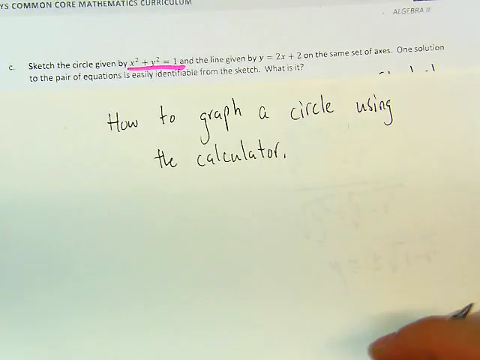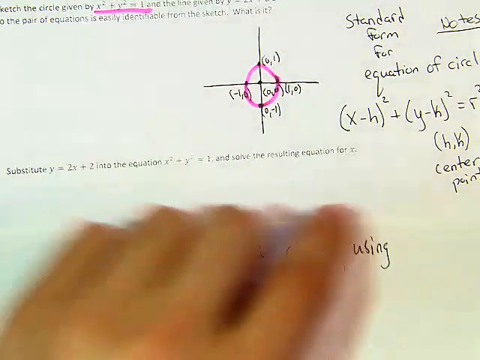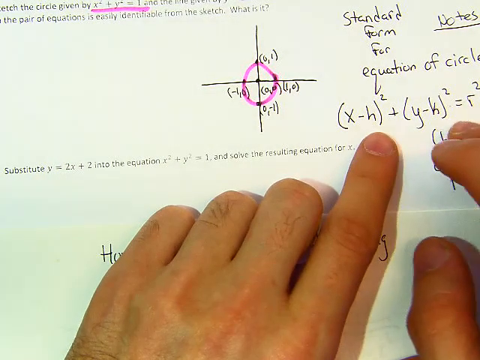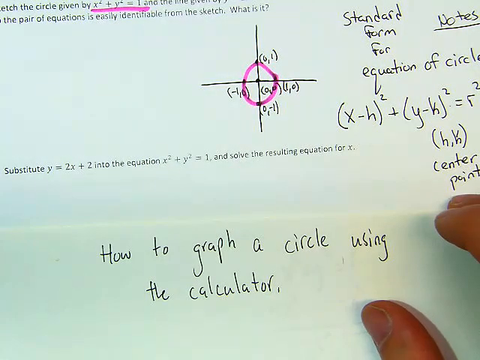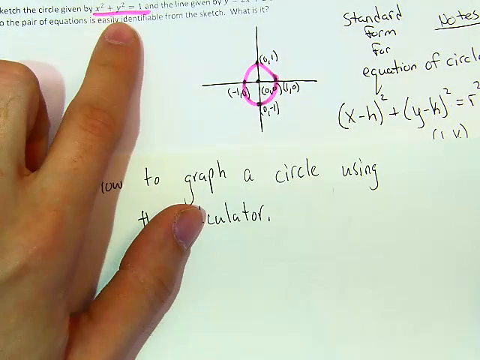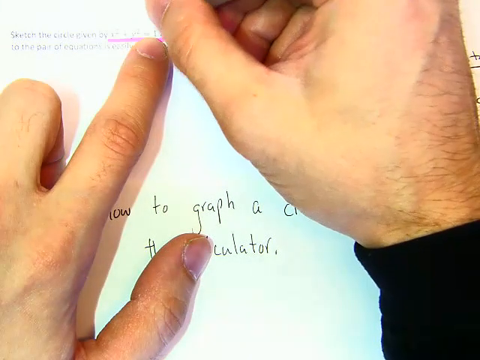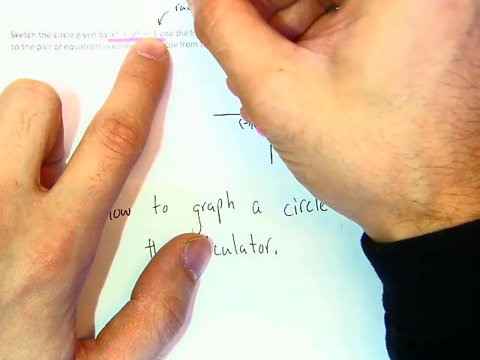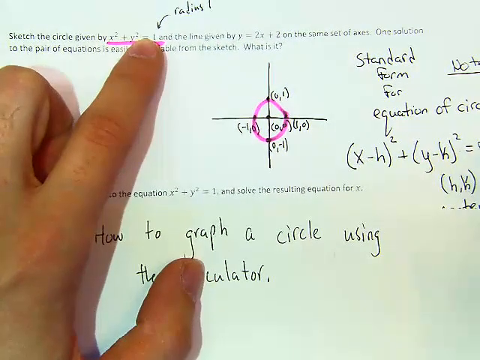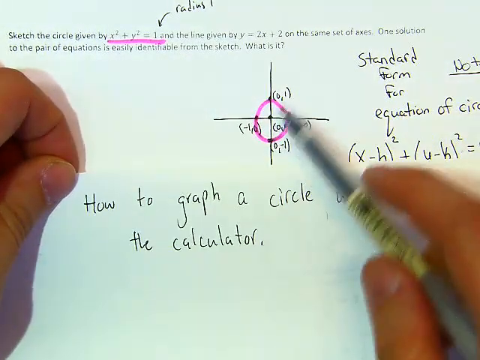Okay, so in the last video, as I was going through it, I kind of remember how to graph this in the calculator, so I just wanted to double check. So, okay, this is how you do it. Remember, this is the equation for a circle with radius 1, okay? And this is the standard form for the equation of a circle.